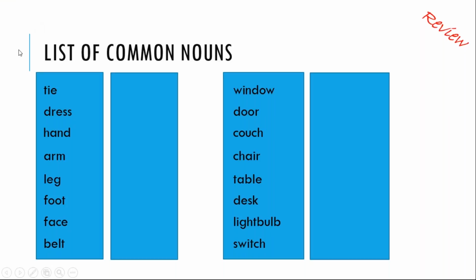face, belt, window, door, couch, chair, table, desk, light bulb, and switch. So let's do that practice again.